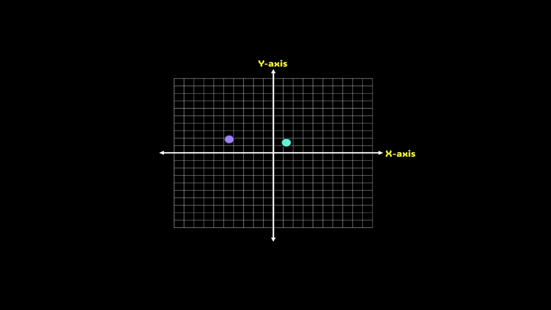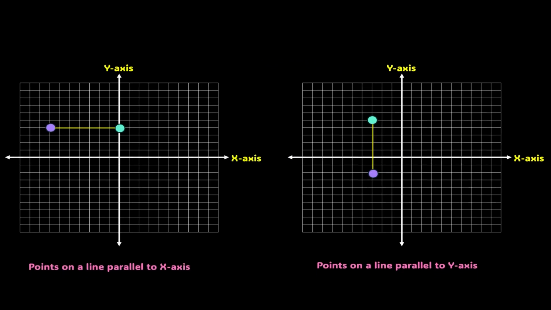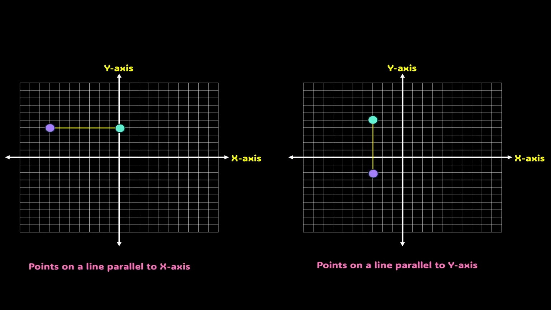We need to consider 2 points in this system, and further we will try to find the distance between them. We can have infinitely many possibilities here. But for the purpose of this video, let us consider these 2 points to be on a line parallel to the coordinate axes, that is, either parallel to the x-axis or parallel to the y-axis as shown in these figures.